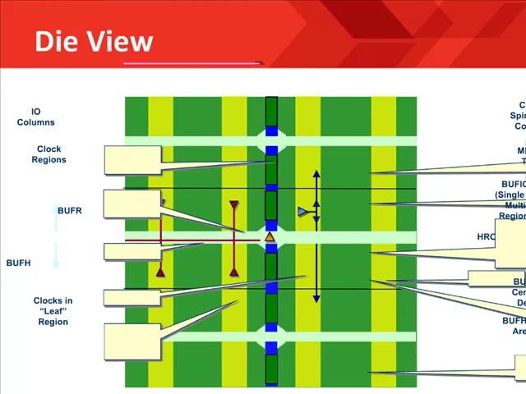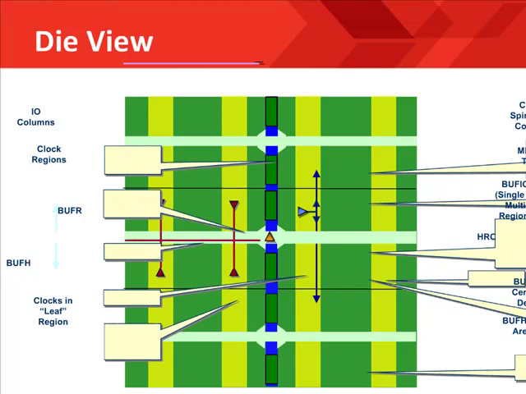The global clock buffers, or BUFGs, are in the middle of the chip. These drive the vertical spines of the global clock network. The horizontal spines of the global clock network run through the middle of each clock region. The horizontal spines are driven by BUFH buffers.